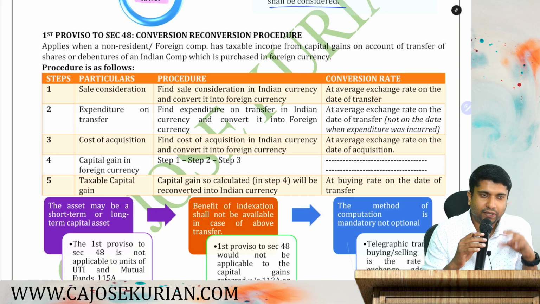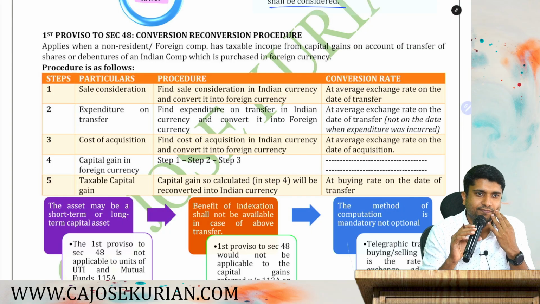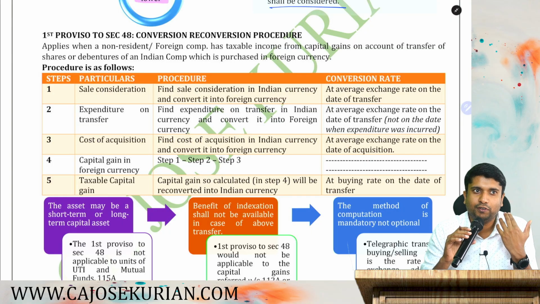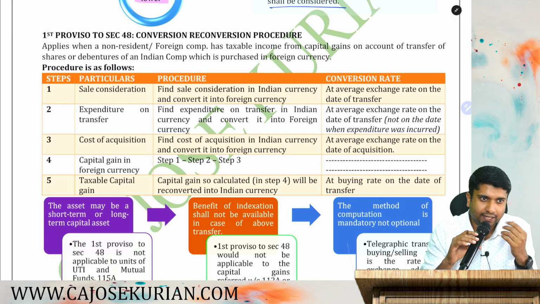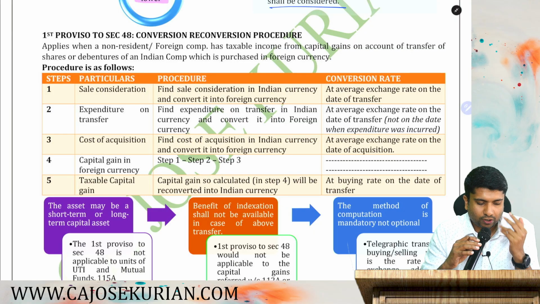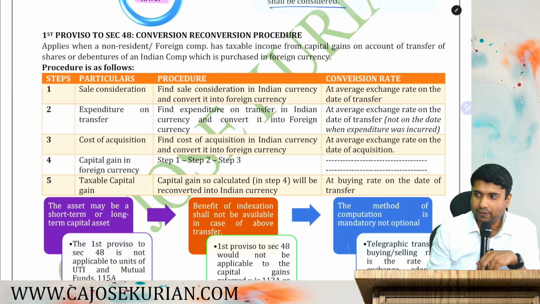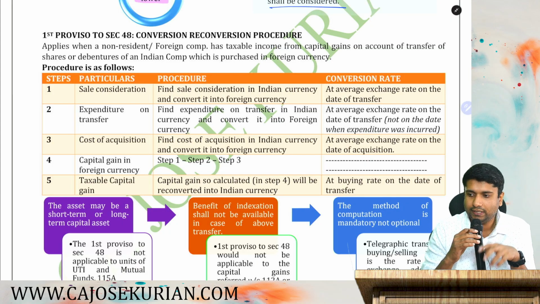So the next topic is actually a part of capital gains, okay, but it is connected with non-resident, and hence we are discussing it under chapter NR taxation. It is called the first proviso to section 48. While computing capital gain, there are certain things that you have to be careful about. That's what we are about to discuss right now.